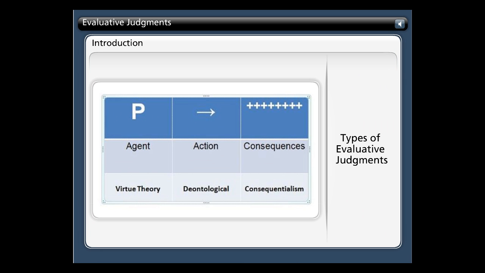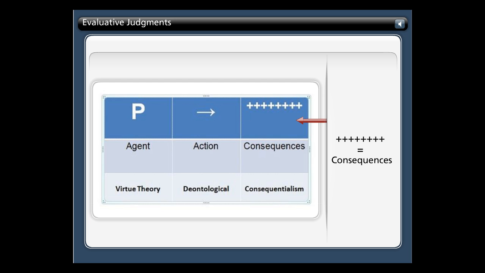Let's examine the types of evaluative judgments that we make in ethics. The article that I mentioned by Solomon has a very good diagram, which we will reproduce for you here. In column 1, there is an agent performing some action, which is abbreviated as the P. In column 2, there's the action that the agent is performing, abbreviated by the arrow.